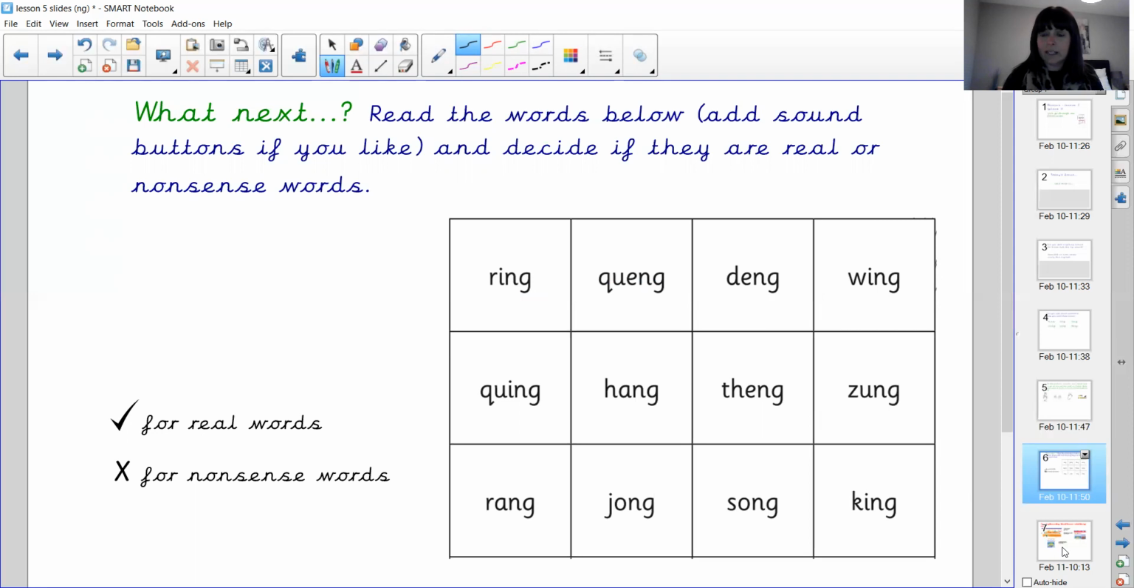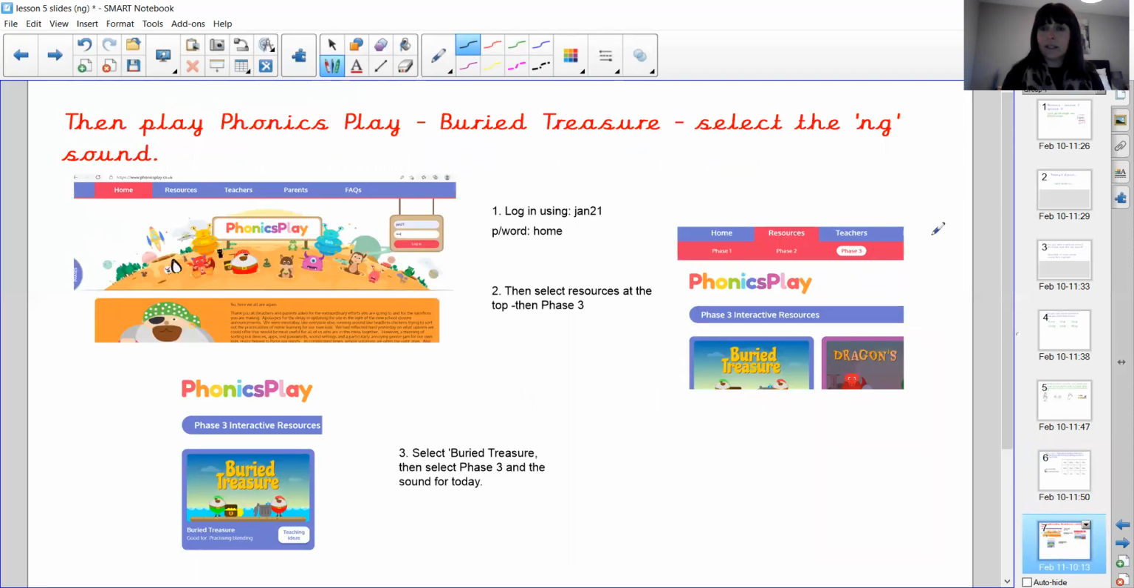Okay, and then once you've done that, if you still would like to have some more practice using the sound in words and reading them aloud, these games are really good for practicing our reading skills, and we can read the real and nonsense words. So log on to Phonics Play using the details here, choose resources and phase 3, and then select buried treasure to practice, and then make sure you select the sound that we've looked at today. And then there'll be lots more words for you to practice reading and deciding if they are real or nonsense words.